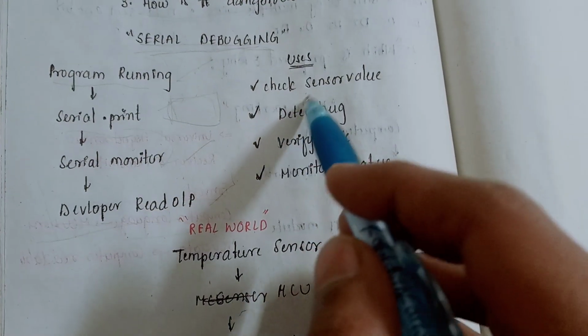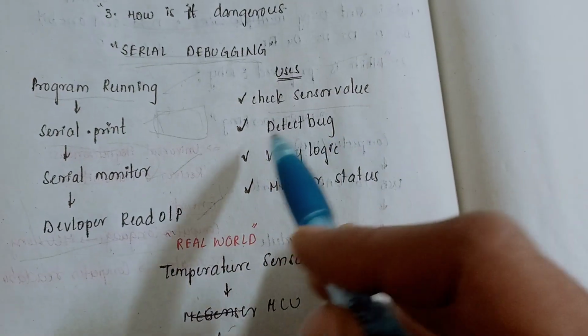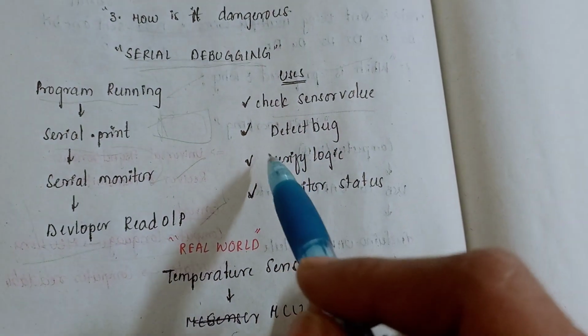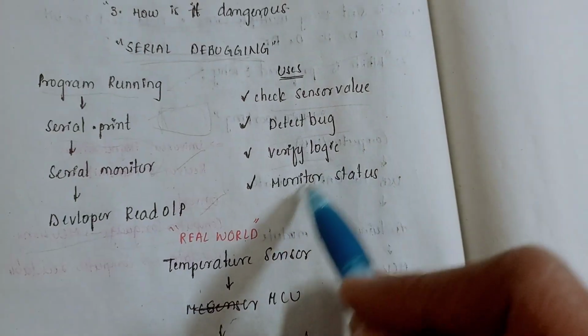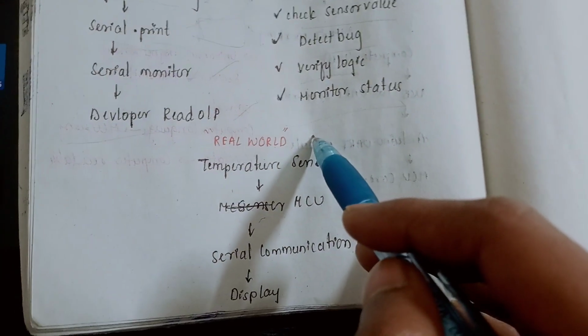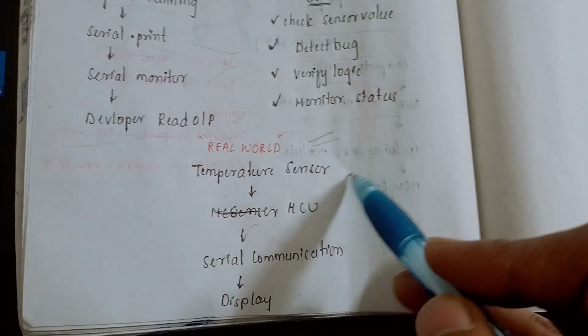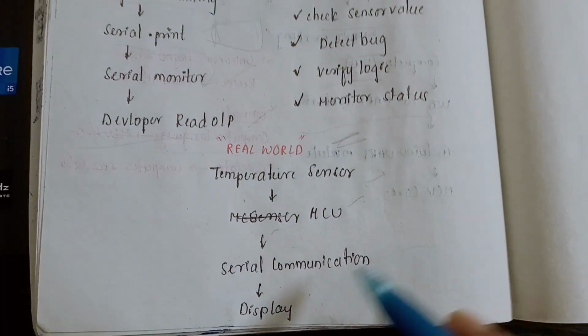The output, you can see the uses. It is used to check sensor values, detect bugs, verify logic, and monitor status. Here are some real-life examples which I have told now: temperature sensor, MCU, serial communication, and display.